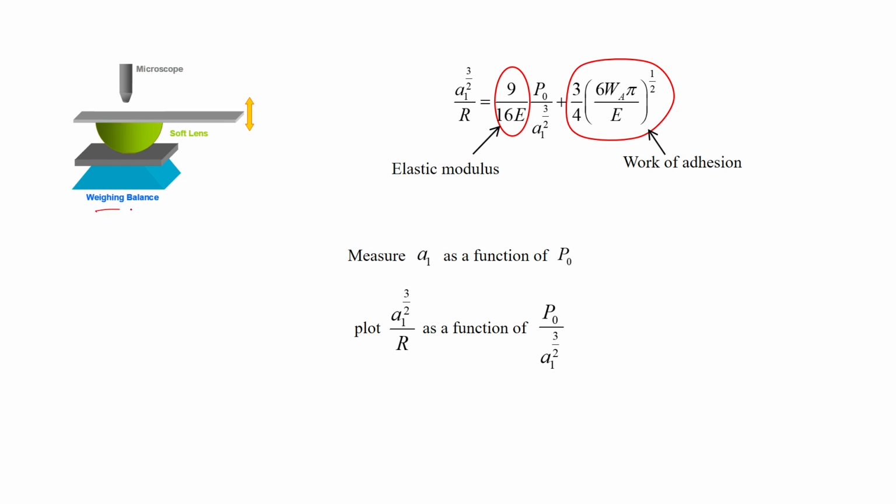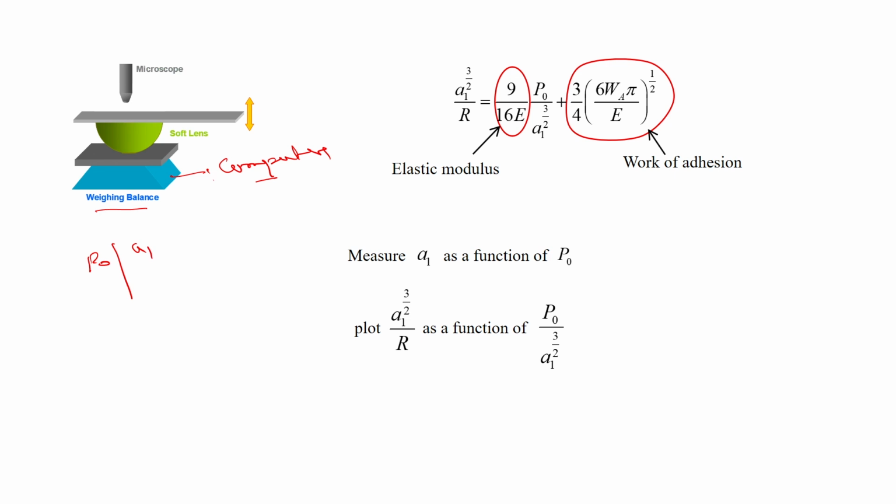Now why weighing balance? You can use a load cell also, but weighing balance, because in many situations the load will be actually very small, and a weighing balance connected to a computer will be a good idea to have. So you attach a weighing balance by RS-232 or by some other means to an interface with a computer, and you have a motorized stage by which you carry out these experiments, and you will get the data, as I said earlier, A1 as a function of P0.